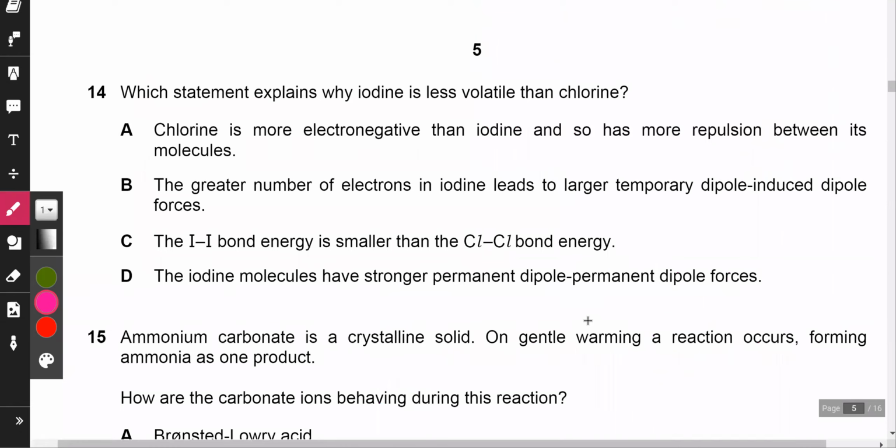Okay, so this was a relatively straightforward question. Now this one: which statement explains why iodine is less volatile than chlorine? What does volatility mean? Any idea? The ease with which a substance evaporates. So if a substance is volatile, it has low melting points, low boiling points. He's saying less volatile, which means it has high melting or boiling points, difficult to evaporate. And chlorine has low boiling points.